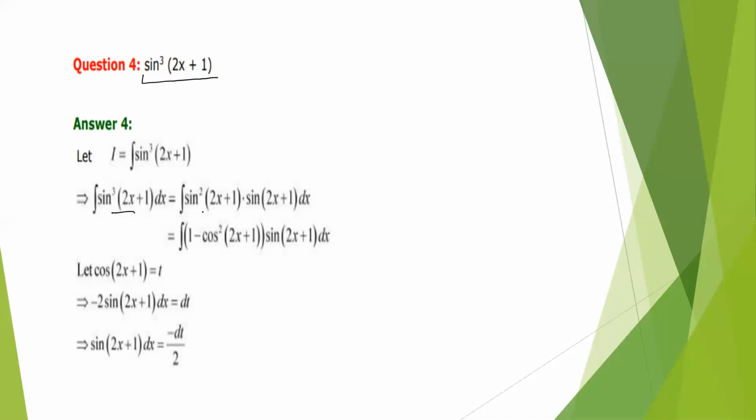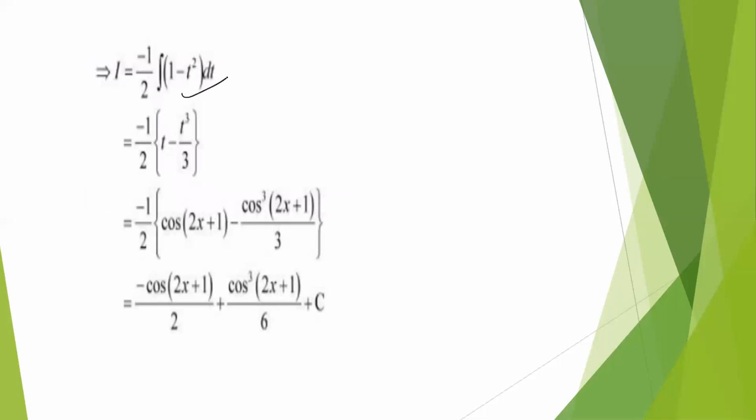sin³2x, split it into two parts, sin² into sin. Write sin² as 1 minus cos². Now take cos(2x plus 1) as t. So sin(2x plus 1) dx equals minus dt by 2. Put the value. So the whole integral is converted into t, and the variable of integration is also t. So what is the integration of 1? t, and this is t³ by 3.